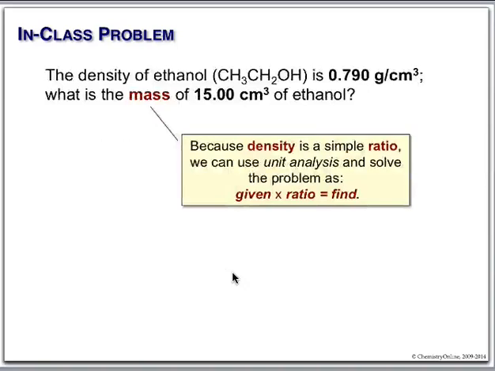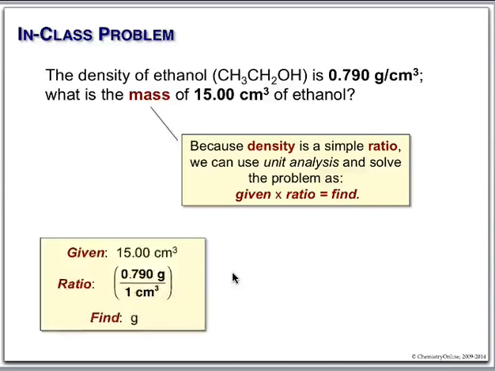Ethanol has a density of 0.79 grams per cubic centimeter. If we have 15 cubic centimeters, what's our mass? Now this one I want to solve using the ratio method. If we were to look at this problem, what's our given? We are given 15 cubic centimeters of ethanol. What in the world are we going to use for a ratio? Our density is a ratio, isn't it? Grams divided by cubic centimeters.